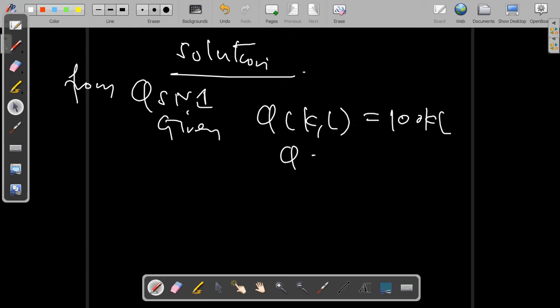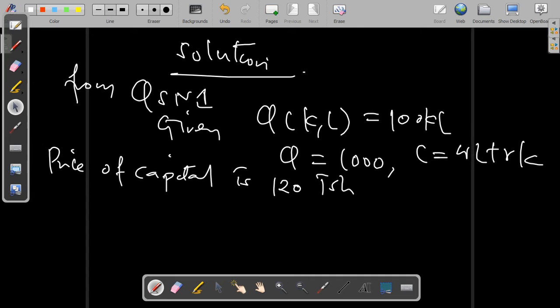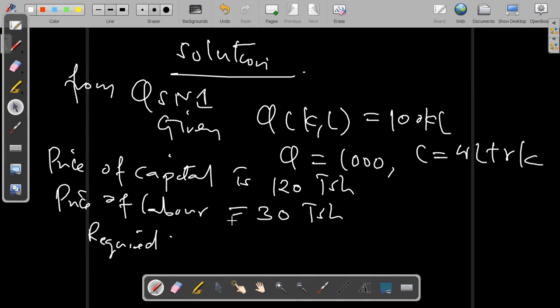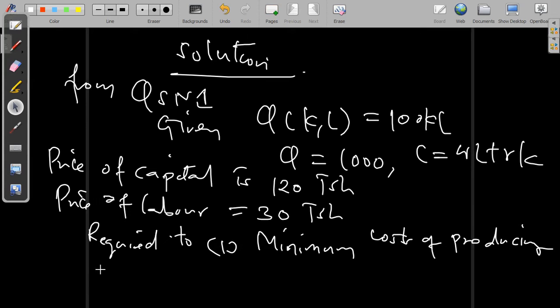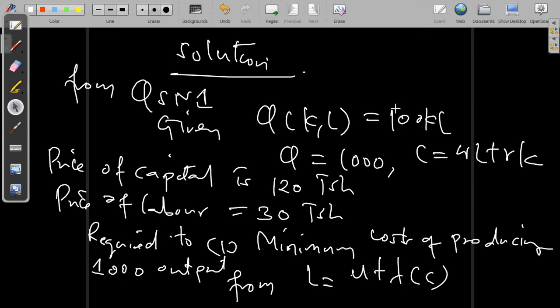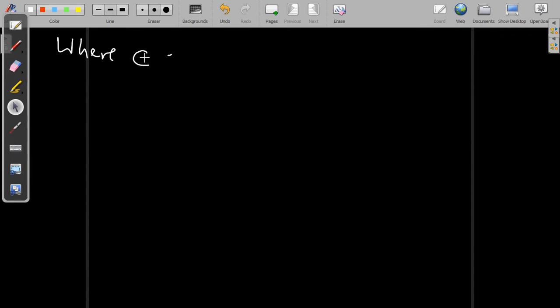Question number 1, we are given the output, that is capital and labor, which is equal to 100KL. The output is 1,000 and C is equal to WL + RK. The price of capital given is 120 Tanzania shillings and the price of labor is 30 Tanzania shillings. Now you are required to solve for the minimum cost of producing 1,000 units of output. Now the solution, by applying the Lagrangian formula, that is L = U + lambda times the budget constraint, whereby our C represents the budget constraint, that is equal to 1,000.